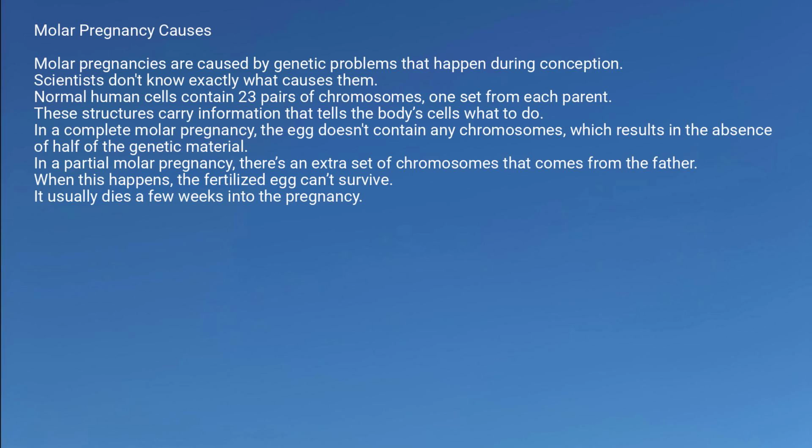Molar pregnancy causes. Molar pregnancies are caused by genetic problems that happen during conception. Scientists don't know exactly what causes them. Normal human cells contain 23 pairs of chromosomes, one set from each parent. These structures carry information that tells the body's cells what to do. In a complete molar pregnancy, the egg doesn't contain any chromosomes, which results in the absence of half of the genetic material. In a partial molar pregnancy, there's an extra set of chromosomes that comes from the father. When this happens, the fertilized egg can't survive. It usually dies a few weeks into the pregnancy.